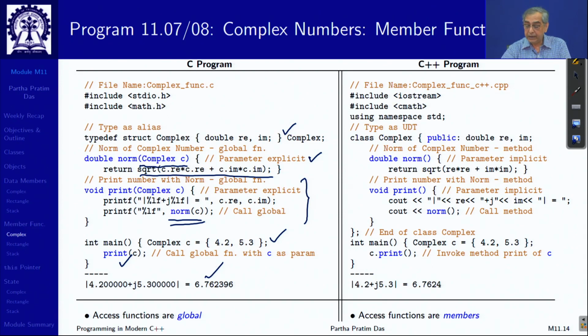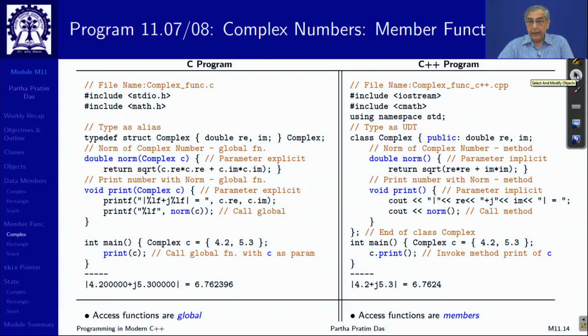So, this is the C way of doing it, and which you all are absolutely familiar with. In C++, we do something very interesting. This part is what you have already seen, the data members. Now, what you do within the scope of the class, this is the scope of the class, you can see the pair of curly braces. Within that itself, you can write a function. So, this norm function I write within this.